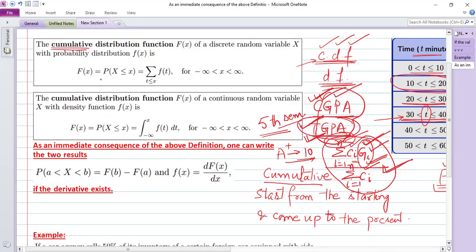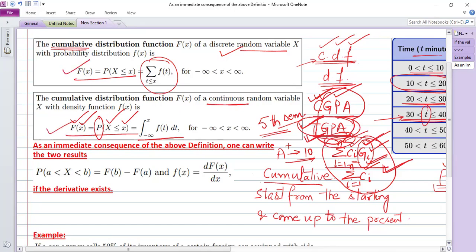So now you can see this is the basic definition of our CDF: the value of CDF at X is the probability that X takes all values up to X, starting from the starting. Obviously, the random variable may be discrete or continuous, which I have already discussed.